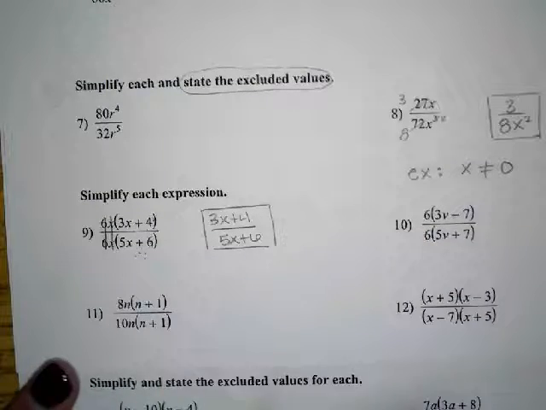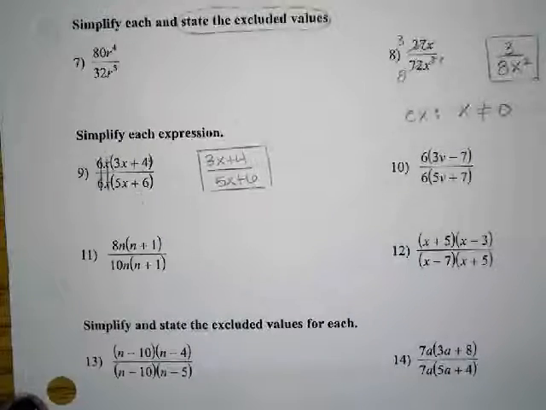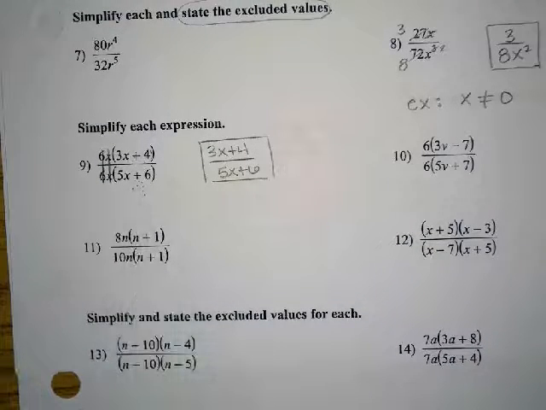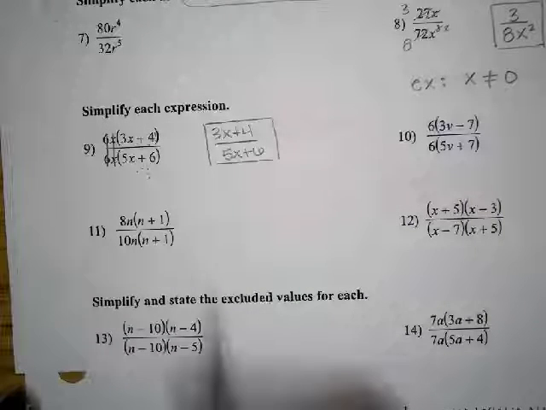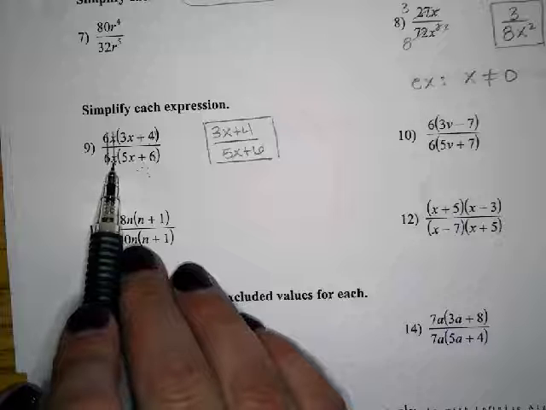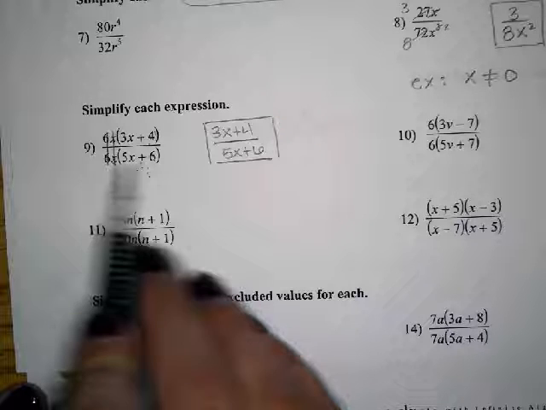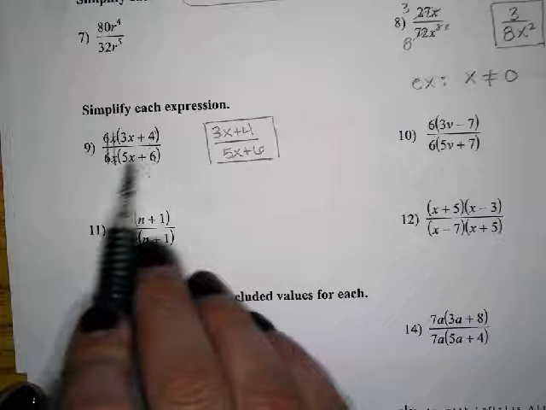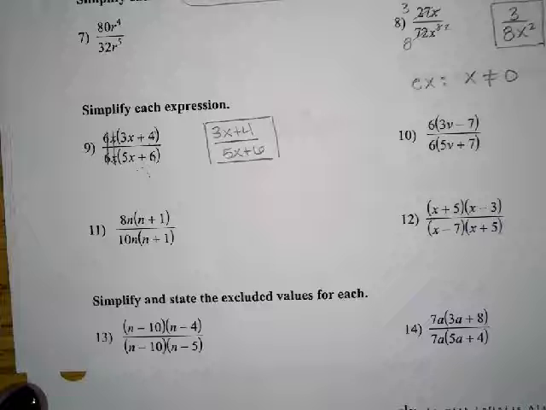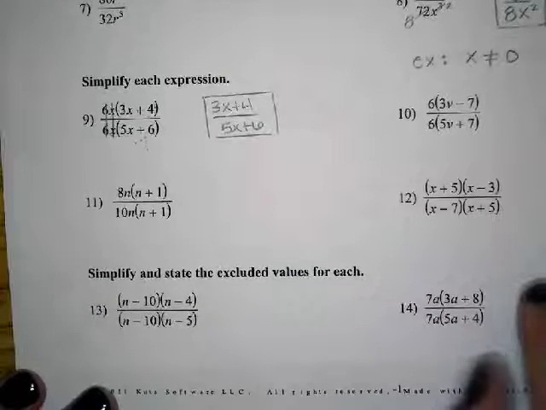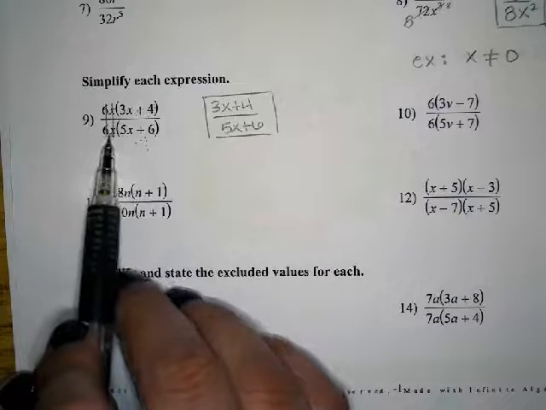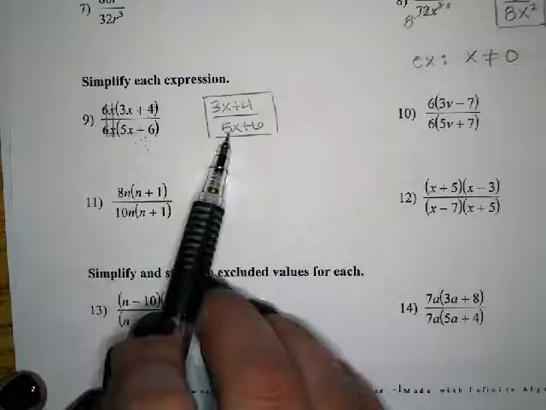And then our excluded values would be... You don't have to find it. But if you did, you would say x cannot equal 0. x cannot equal negative 6 fifths. So when you're finding the excluded values, you look at the original of that problem before you cancel out, and you look at the denominators in factored form.